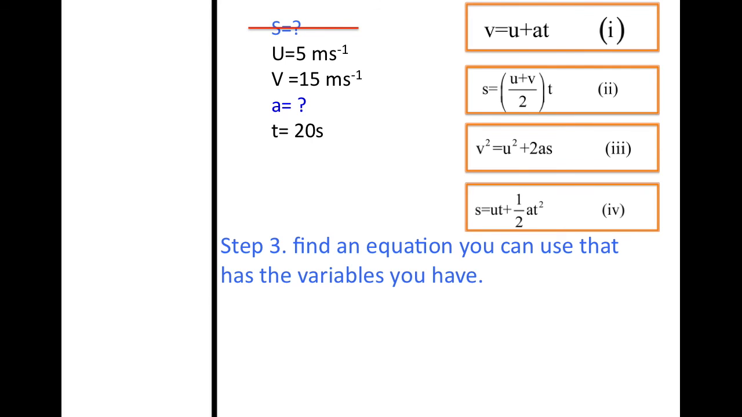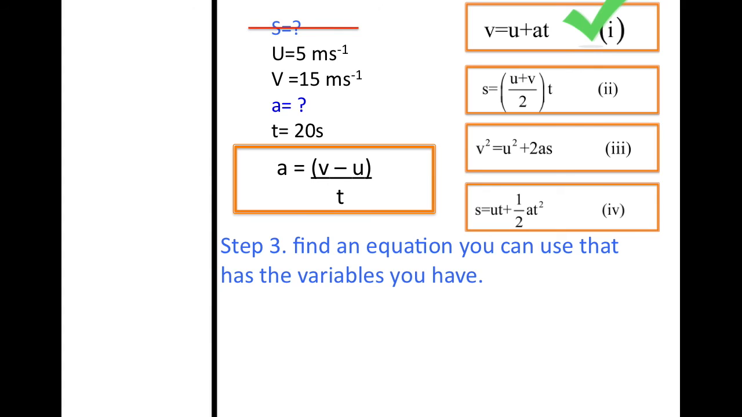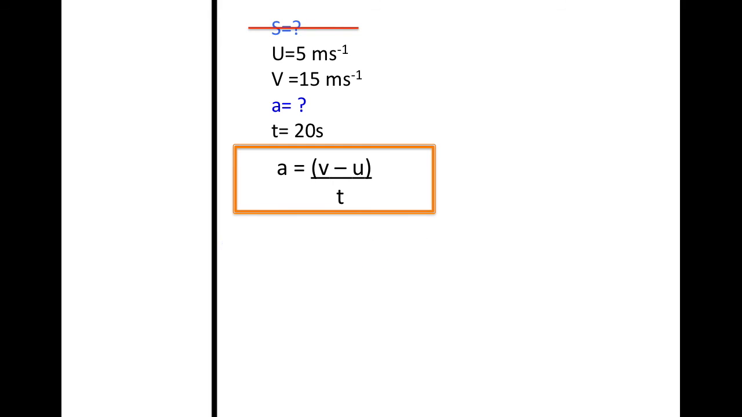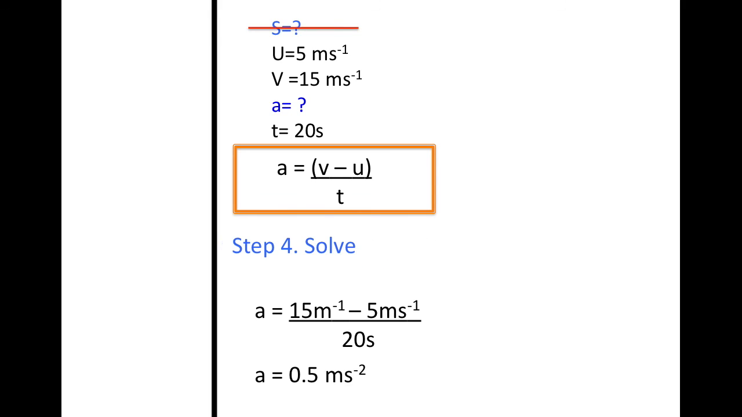So here are the equations. Find something there, and it should be the first one. So we're going to go ahead and solve, and there's the equation when you actually put the acceleration all by itself. So you solve for A, and that's your new equation. Go ahead and solve that, and you should get an answer of 0.5 meters per second squared.